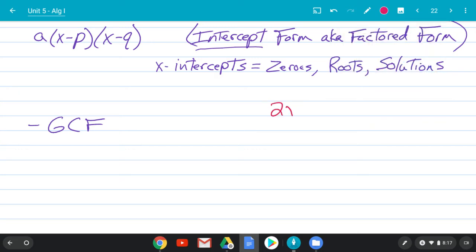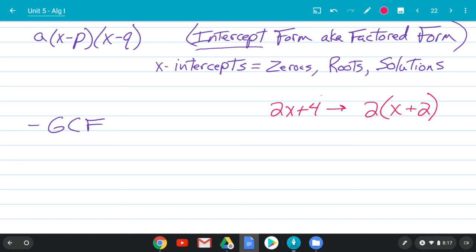For example, let's say I have 2x plus 4. Is there a common factor in 2x plus 4? Absolutely. I could pull out a 2. 2 times what gets me 2x? Well, x. 2 times what gets me 4? 2. See how I pulled out that 2?